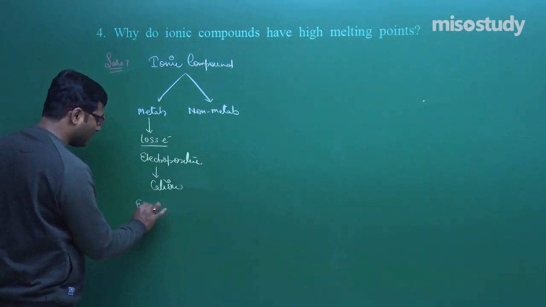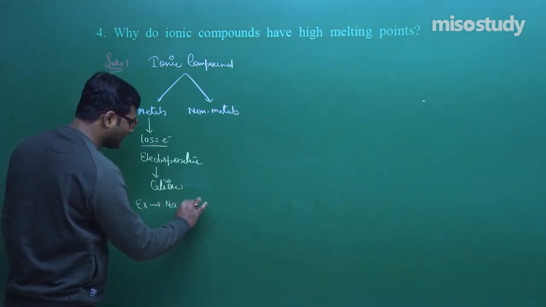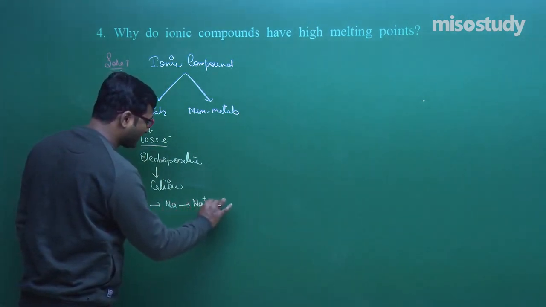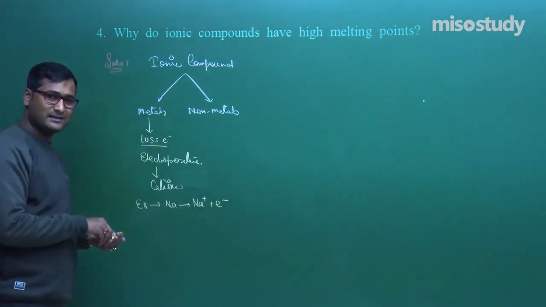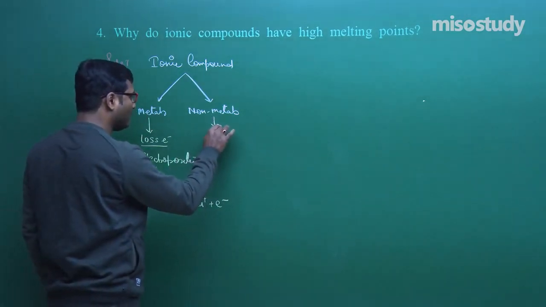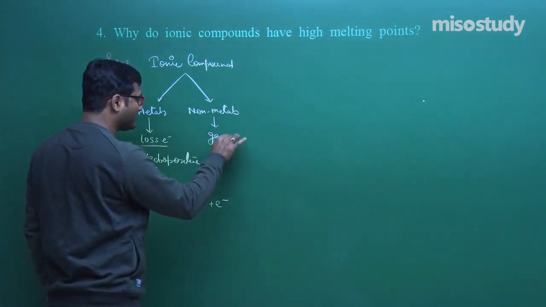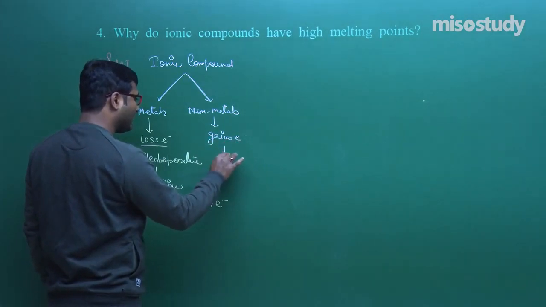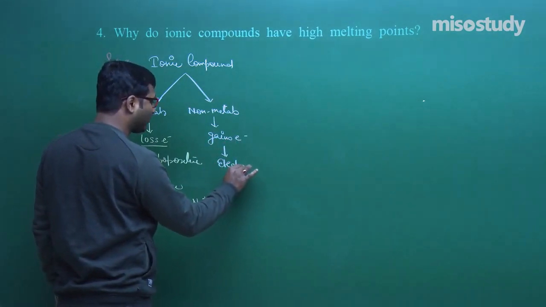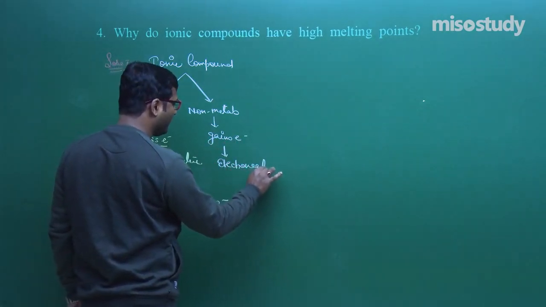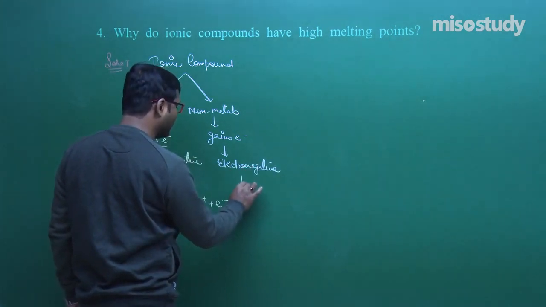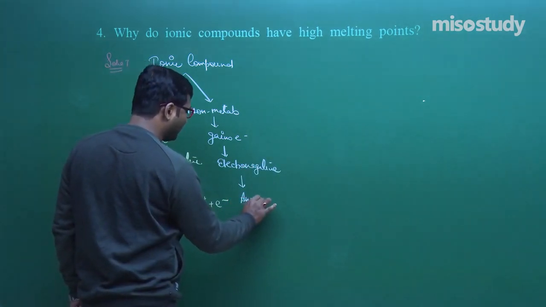For example, sodium loses an electron and forms a cation. This is the case. Now, non-metals, we know non-metals always gain electrons. That is, they become electronegative. Yes sir, definitely they become electronegative. That is, they will form anions.